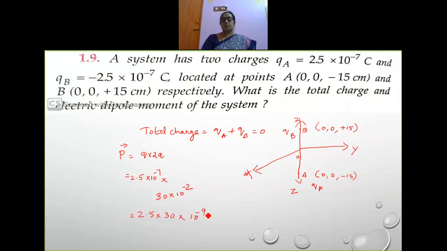So why did I substitute 30? Now here the distance from 0 to B is 15. Here 0 to A, it is 15. So the distance of separation between these two points will be 30, right? So 2.5 into 30 will be 75 into 10 power minus 9, or I can also write it as 0.75 into 10 power minus 7. Since you measure the value of dipole moment, the unit is coulomb-meter.